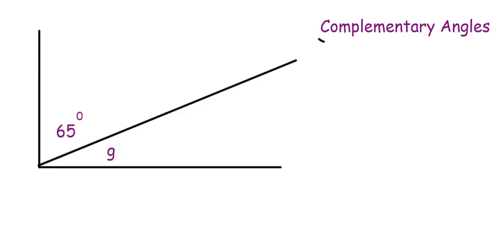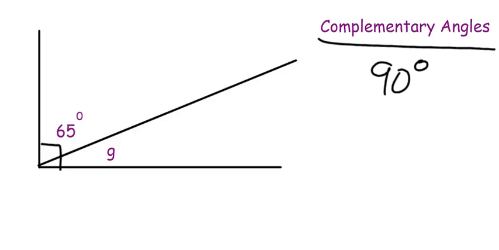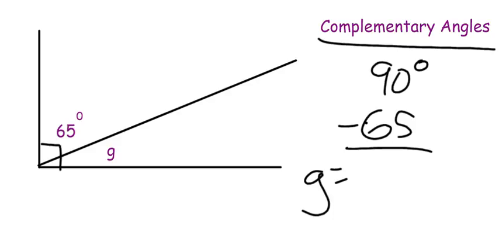The other type of comparison we're going to look at is called complementary angles. Complementary angles have to do with adding up to 90 degrees. Once again, our angles have to be adjacent, which means side by side, and when added together, they're going to equal 90. So we see our 90 degree angle right there. And so 65 plus g equals 90, which means we would subtract 65 to get g. So 90 minus 65 gives us an answer of 25 degrees.